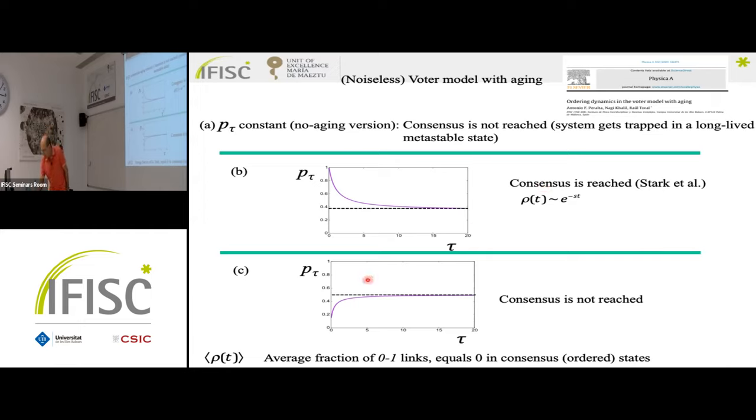Look, if p tau is a constant, you do not reach consensus. If p tau increases to a constant, you don't reach consensus. But if you decrease from one constant to another, you do reach consensus. Okay, this is the model.